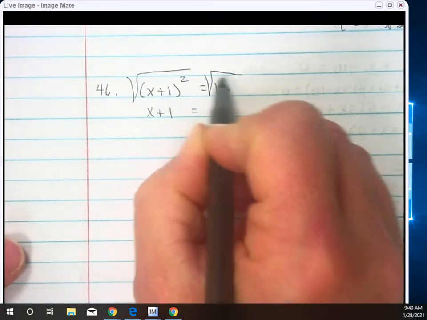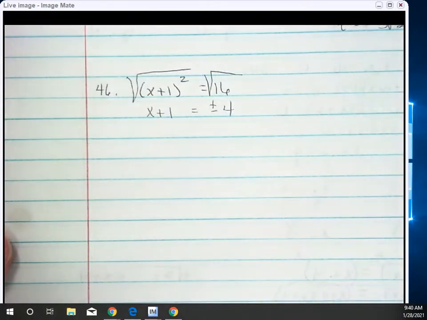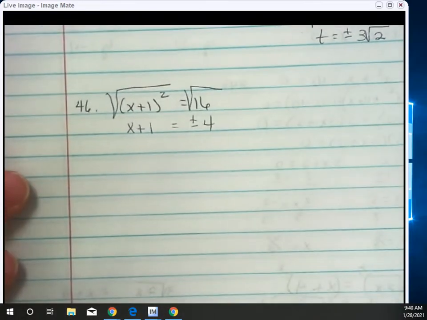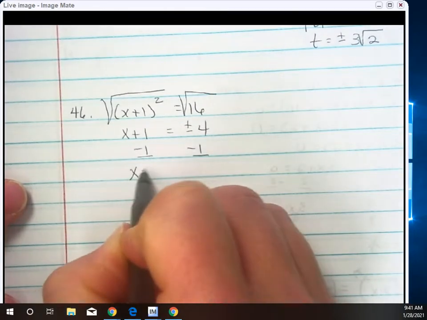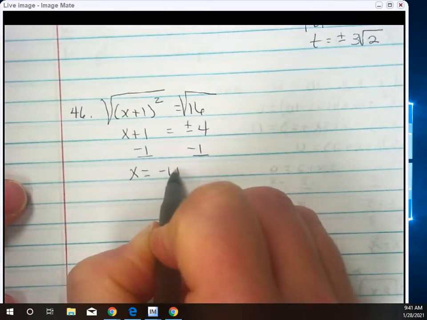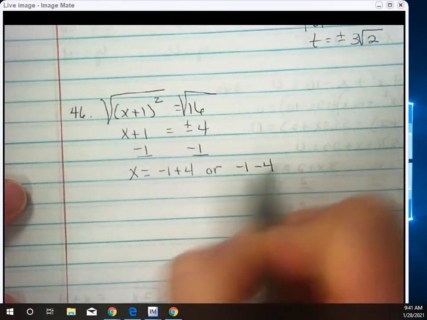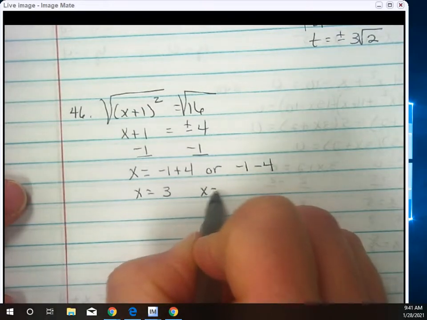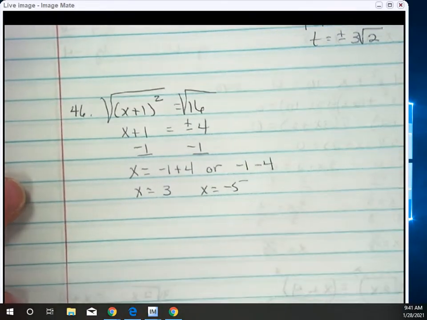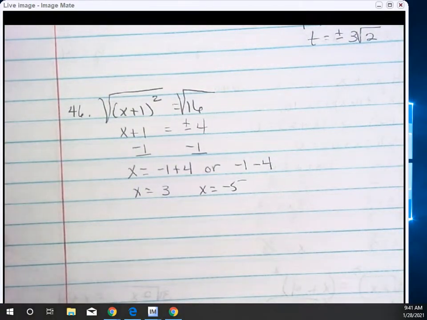And remember, we took the square root, that's the absolute value, so there's two of them. And so we have a plus 4 and we have a minus 4. So then to solve for x, we're going to have to subtract 1. So negative 1 plus 4 or negative 1 minus 4. So you're going to have two different answers, 3 and negative 5.